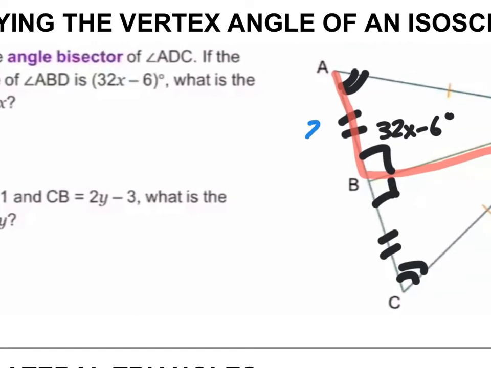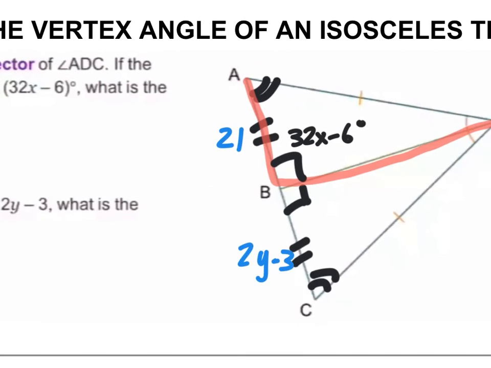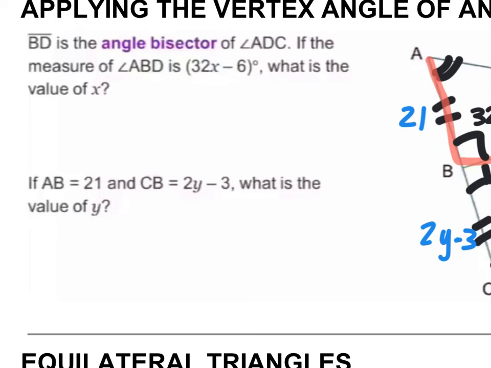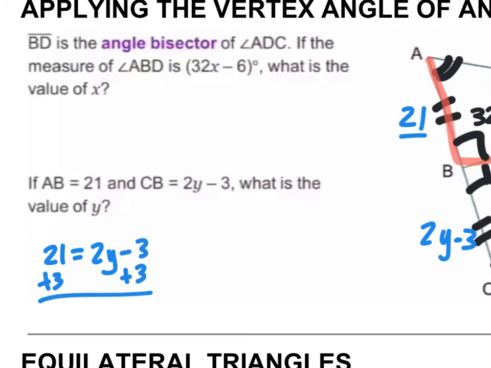So if this is 21 and this is 2y minus 3, I've already said that these two were congruent, because when we have an angle bisector in an isosceles triangle, it cuts these two segments in half and creates a 90-degree angle. It's a perpendicular bisector. So to solve for y, I set 21 equal to 2y minus 3. I add 3 to both sides, so I get that 24 is equal to 2y. Then I divide by 2, and I get that y is equal to 12.